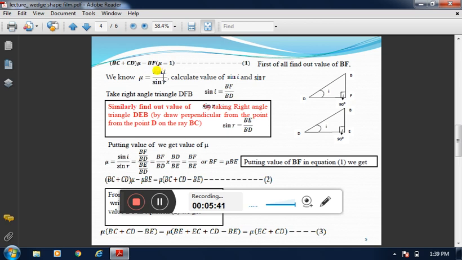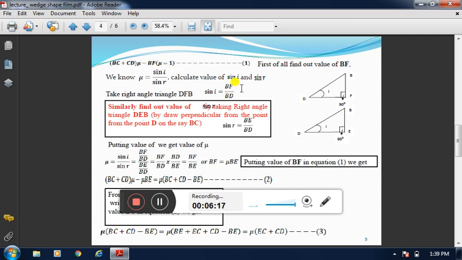Mu is equal to sin i by sin r. It means we calculate the value of sin i from triangle BDF. From the diagram we know sin i is equal to BF upon BD, and sin r is equal to BE upon BD. Substituting these values in the equation mu is equal to sin i by sin r, we know BF is equal to mu BE.